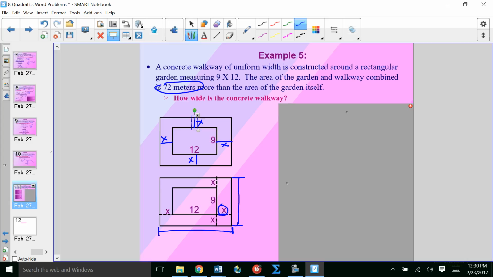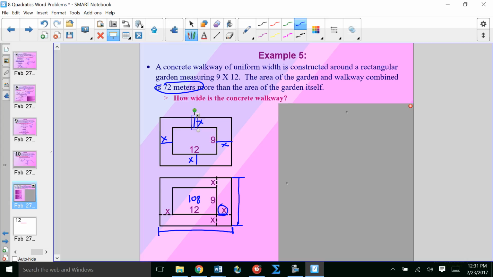Oh, I'm sorry. Okay, this is making more sense. I'm not reading it properly. Sorry. The area of the garden and walkway combined is 72 meters more than the area of the garden itself. Okay, so the area of the garden we can certainly find because 9 times 12 is 108. So we know the area of our garden is 108, and then it's telling us that the area of the whole combined big rectangle of garden and walkway would be 72 more than the area of the garden.